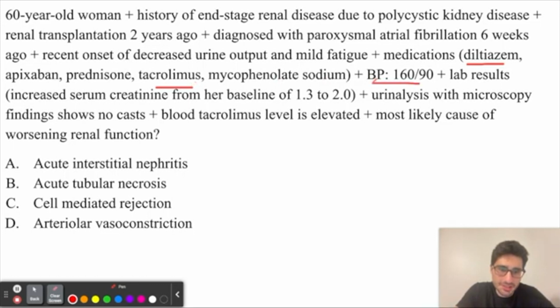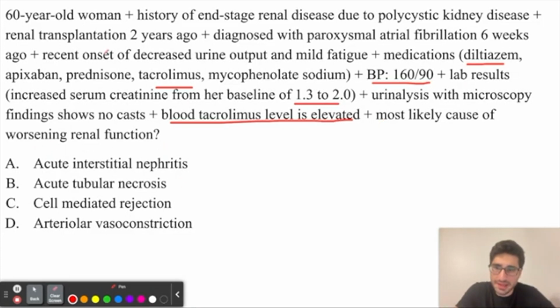Her blood pressure is 160/90. Her lab results show increased serum creatinine from her baseline of 1.3 to 2.0. Her urinalysis with microscopy findings shows no casts. Her blood tacrolimus level is elevated. What is the most likely cause of her worsening renal function?